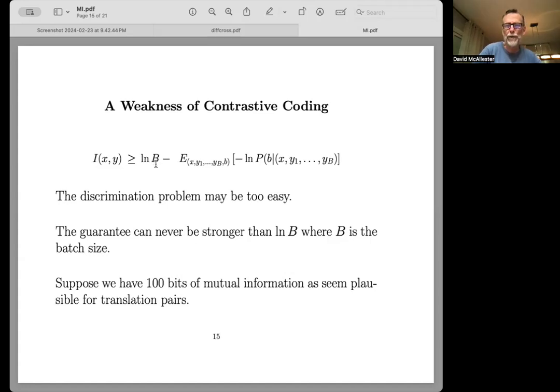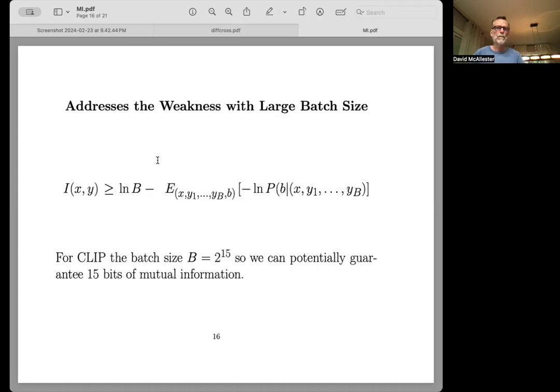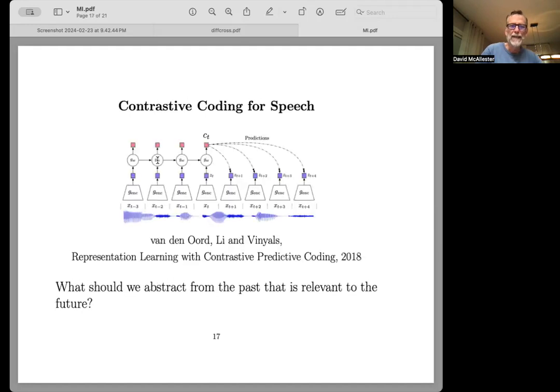So if you're trying to capture a lot of mutual information, 100 bits, this guarantee is not going to be very meaningful, because to get this to be 100 bits, you need 2 to the 100. You need your batch to be e to the 100. So it is possible to address it, but you're never going to get more than about 15 bits of mutual information.